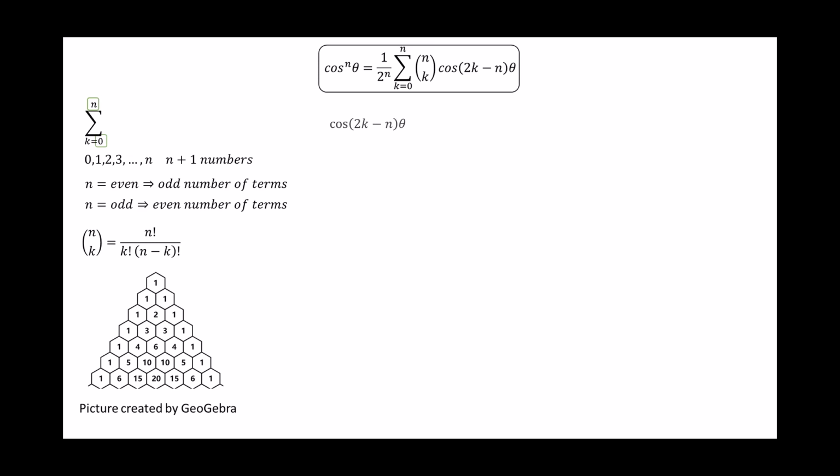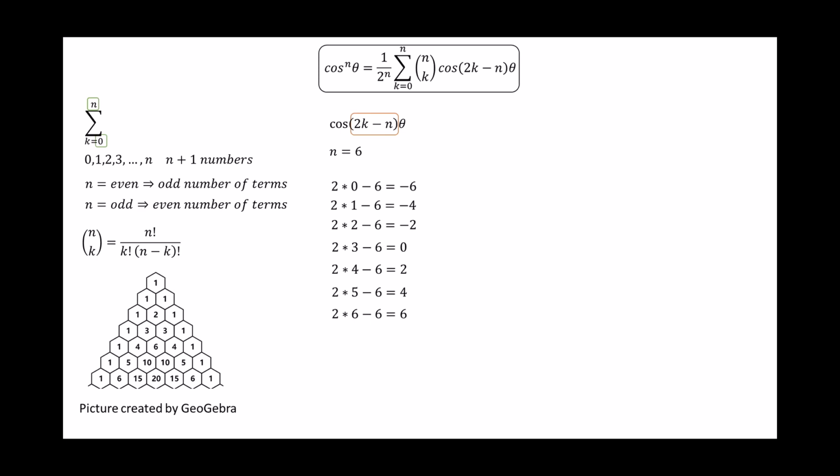Now we can continue with the cosine part. I will demonstrate an example to show you how the 2k minus n radian factor works. If we let n equal 6, we will get these results as radian factors when we plug in different values of k from 0 to 6.